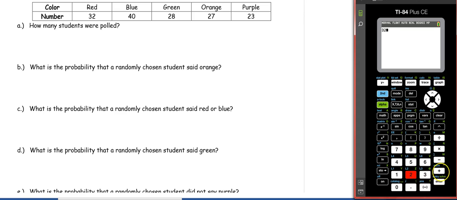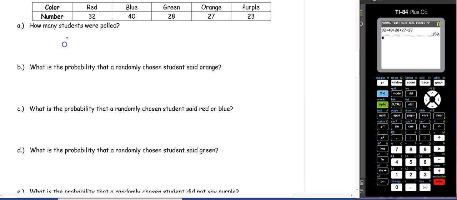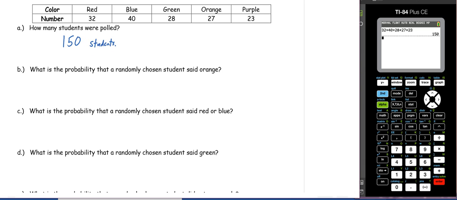So we're just going to add up all of the total votes. So we have 32 plus 40 plus 28 plus 27 plus 23, and we get a total of 150 students. So what is the probability that a student said orange?